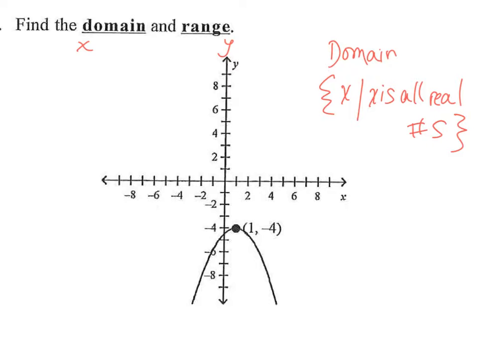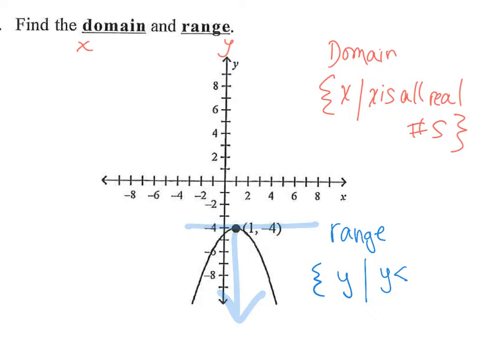The range is a little different because the range is what are the values of y that are on my graph? Well, I have no values of y up here. My values of y begin here at -4 and go down. So the range written in set builder notation is the values of y such that y will always be, in this case, less than or equal to -4. Because it's all of the values that are less than or equal to -4.